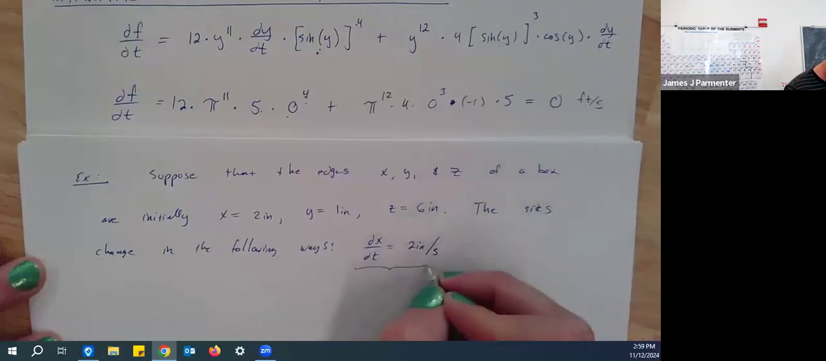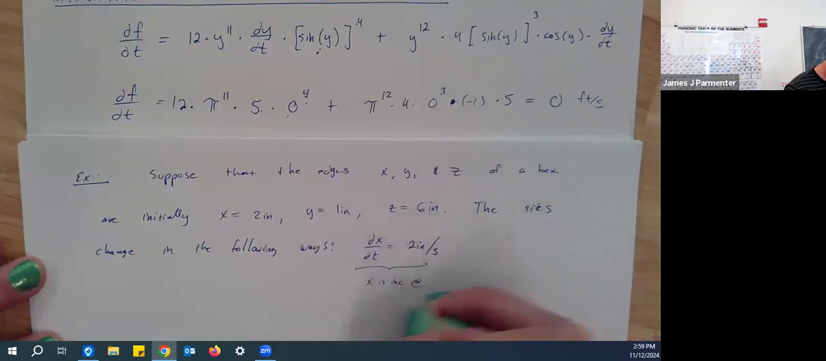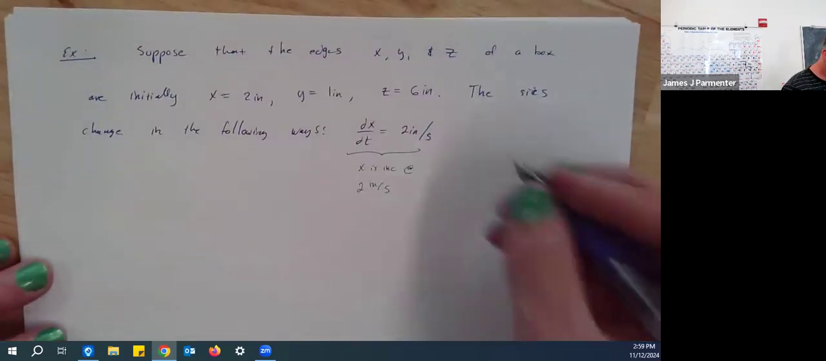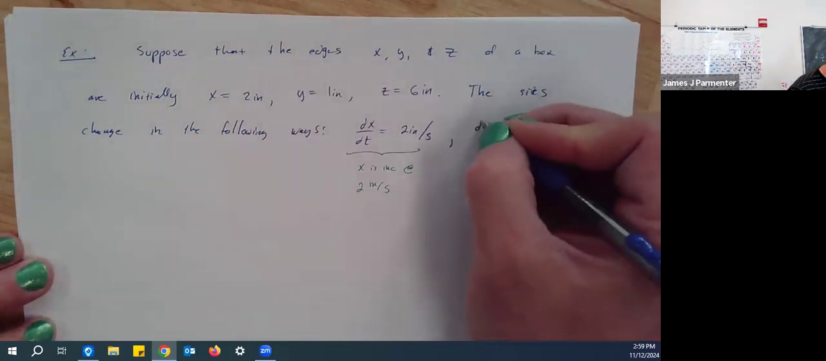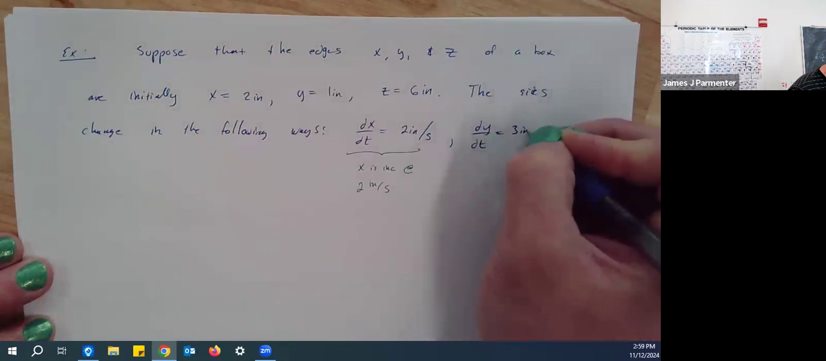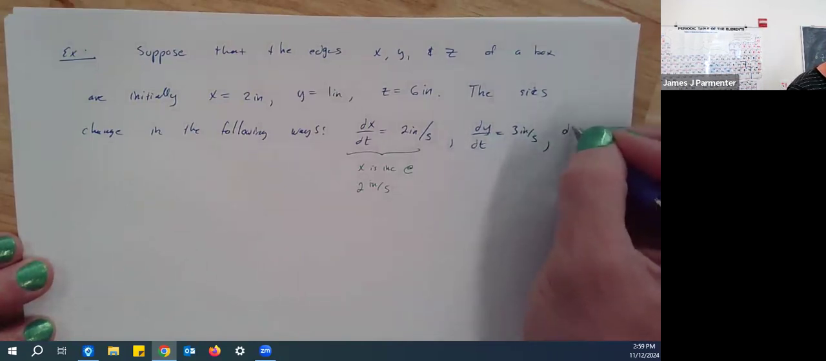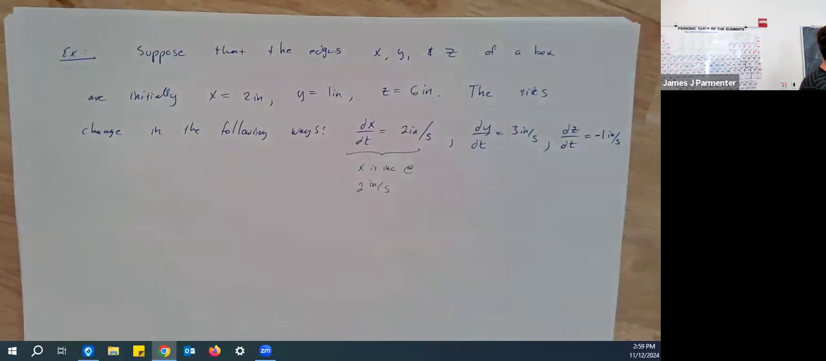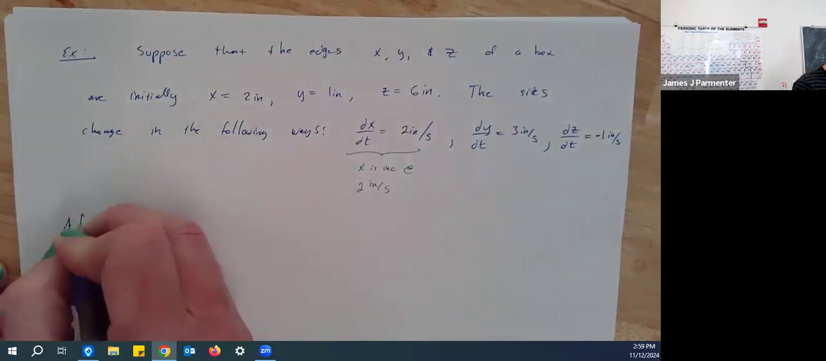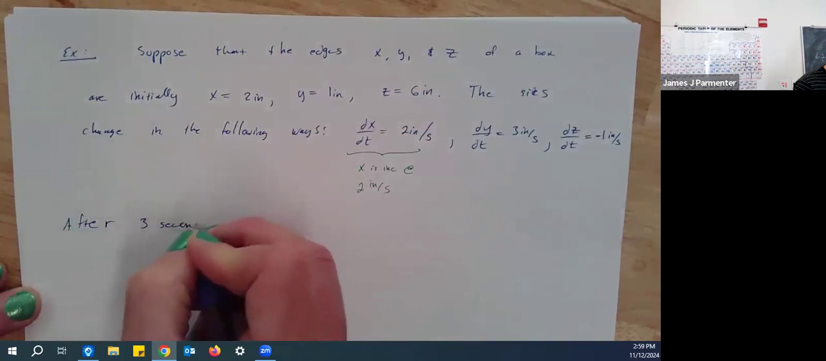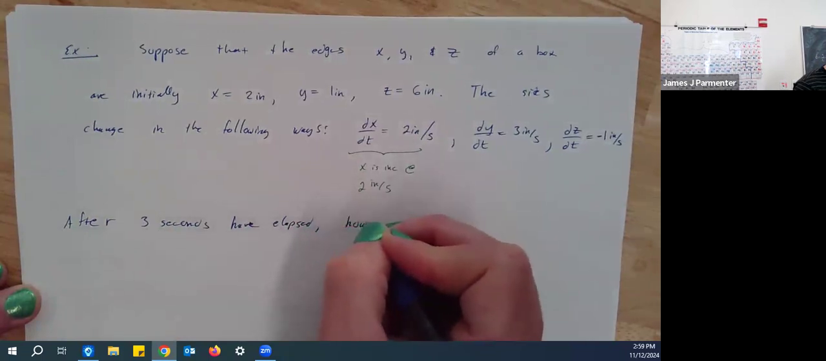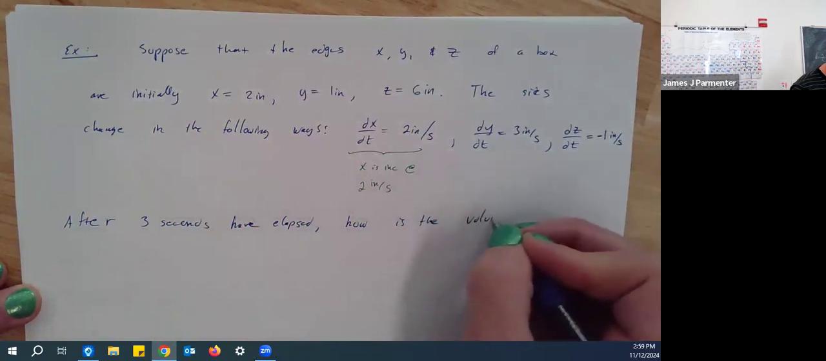And all we're saying there is X is increasing at 2 inches per second. Similarly, we're told that Y is increasing at 3 inches per second. Dy dt equals 3 inches per second. And we're told that Z is decreasing at 1 inch per second. So dz dt is going to equal -1 inches per second. And then we're asked to find the following. So after 3 seconds have elapsed, how is the volume changing?